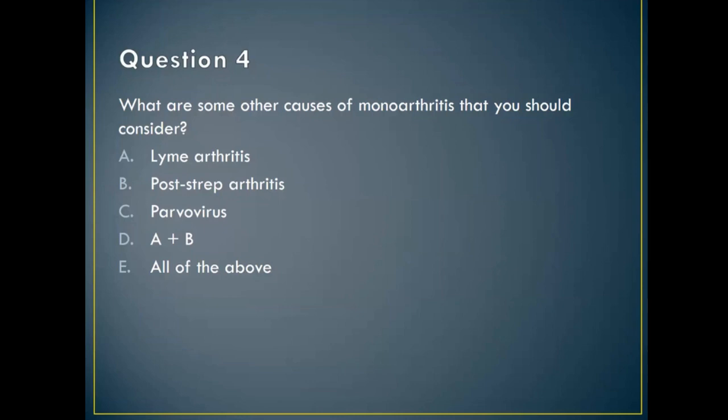So the answer is D. It could be A or B, or A and B. It could be Lyme arthritis or post-strep arthritis. We have to just get the history.